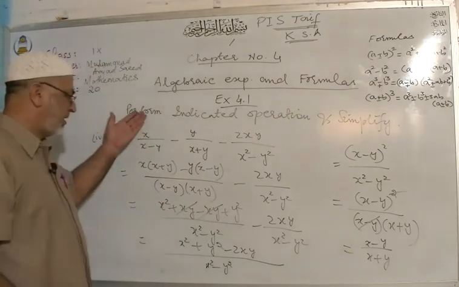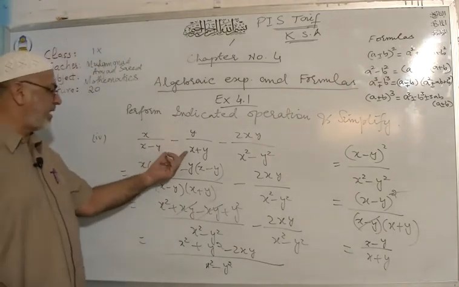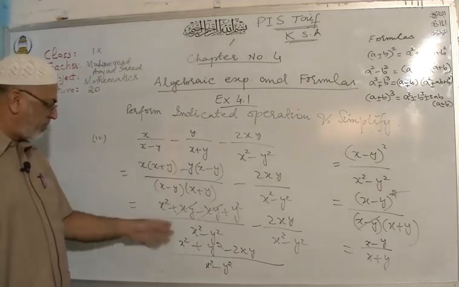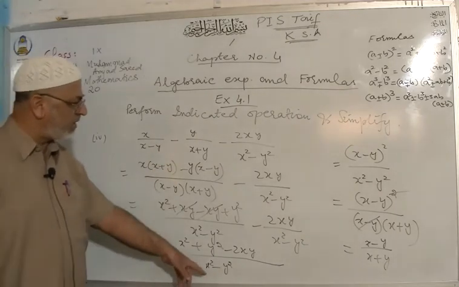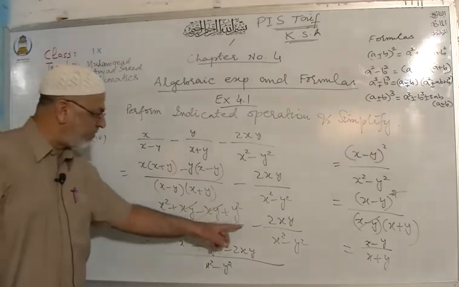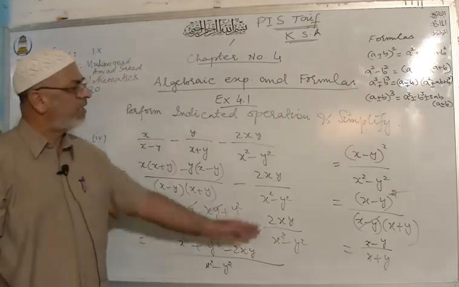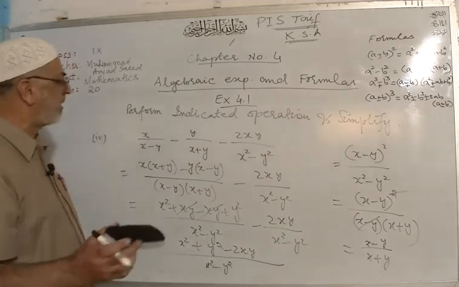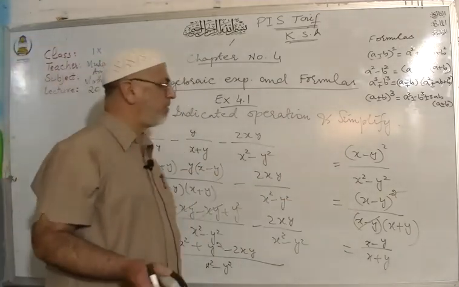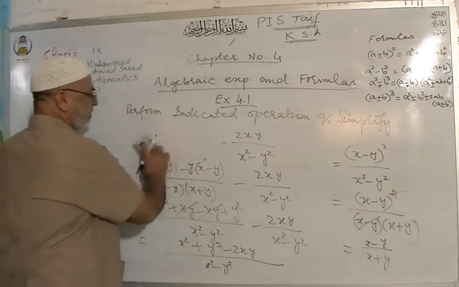So I hope that first of all I have taken LCM of first two terms, simplified, applied the formula, then last time again we have taken the LCM second time, and after cancellation, applying the formula after cancellation, we got x minus y over x plus y. I hope that you understood.